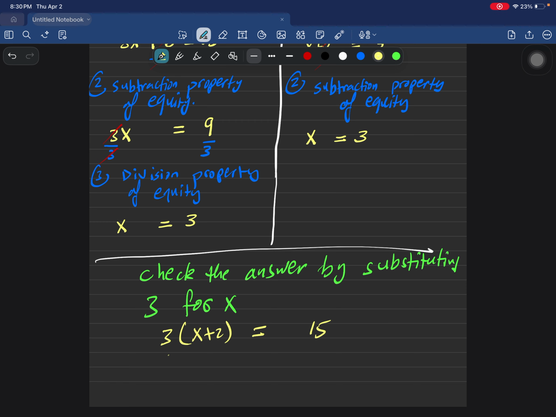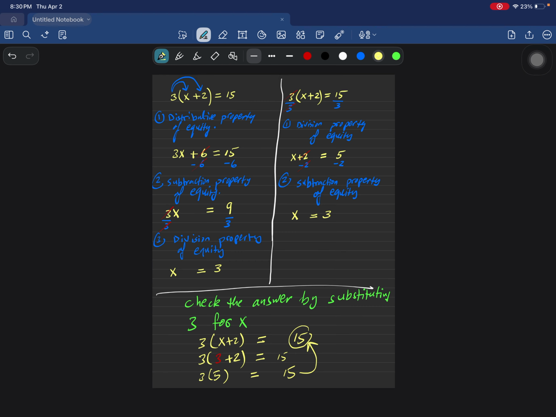Now substitute 3 for x, which is 3 plus 2. To make it obvious, we can choose another color. 3. Okay, equal to. Now 3 plus 2, which is equal 5. Then 3 times 5 equal to 15. So this is equal 15. That means when we substitute 3, we end up with 15. So that means our solution is right.